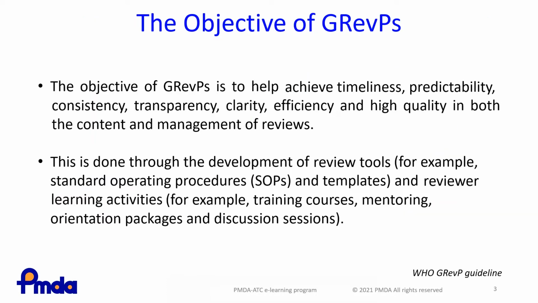This is the objective of GREV-P described in the WHO GREV-P guidelines. GREV-P strives to achieve prompt, predictable, consistent, transparent, clear, efficient, and high-quality reviews in terms of both the content of these reviews and their management. In addition, the guidelines state that GREV-P is achieved through the use of review tools such as Standard Operating Procedures, SOPs, and templates, as well as education and training for reviewers.